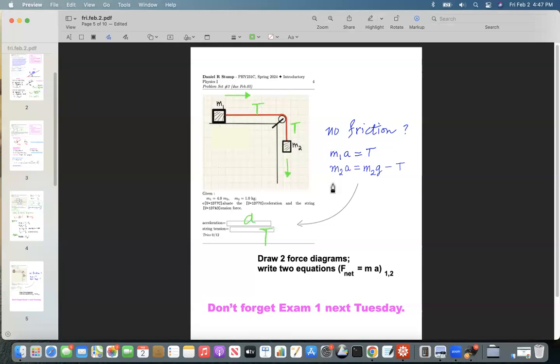So, if I add these two equations, on the left-hand side, I'll have M1 plus M2 times A. On the right-hand side, I'll have T plus M2G minus T. Well, the T and the minus T will cancel. So I'll just have M2G. So M1 plus M2 times A is M2G. So A is M2 over M1 plus M2, times G. M1 is 4, M2 is 1. So A will be 4 divided by 5, G. So what goes in here is 4 divided by 5 times the acceleration due to gravity. That's roughly 8.